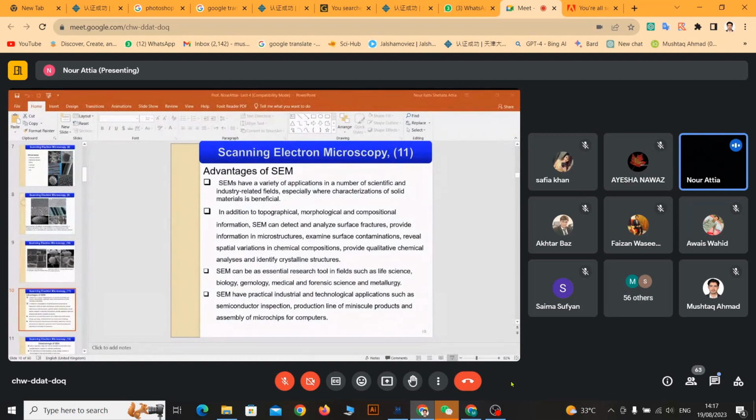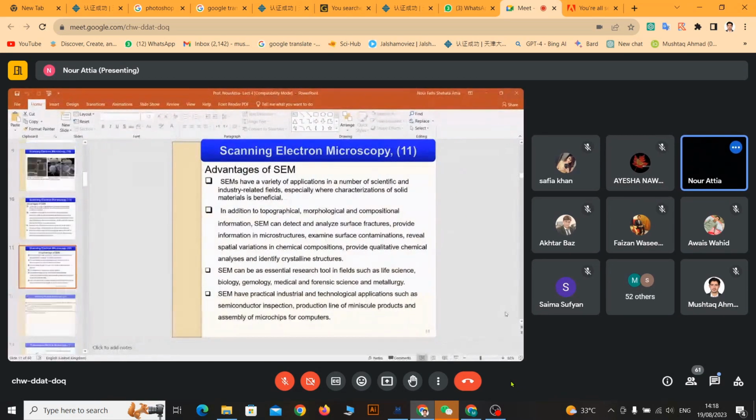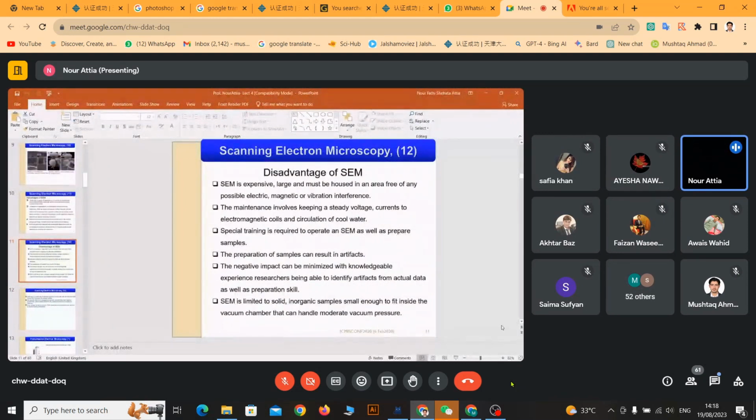So any electronic factory has a scanning electron microscope to see the surface, the topography and the morphology. It can also be used for morphological and compositional detection, to analyze surface fractures, and to provide information about microstructures. It can be used in different fields: life science, biology, medical, forensic science, metallurgy. There are many applications you can use, but the problem is, nothing is complete.